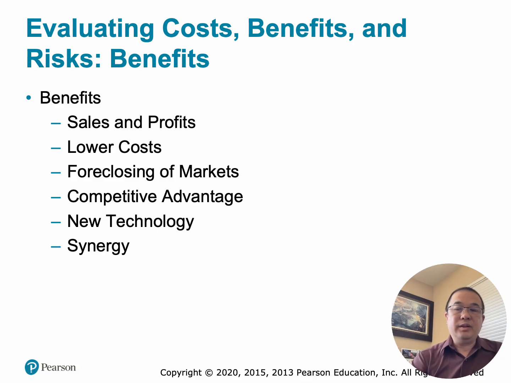Number five, new technology. Foreign markets can provide access to new innovations, advanced manufacturing techniques, skilled talent, and research and development capabilities. And number six, synergy. Synergy occurs when the combined value of different operations is greater than the value of each operation separately. The benefits include shared technology, shared marketing resources, and shared distribution networks. This allows for knowledge transfer across countries.